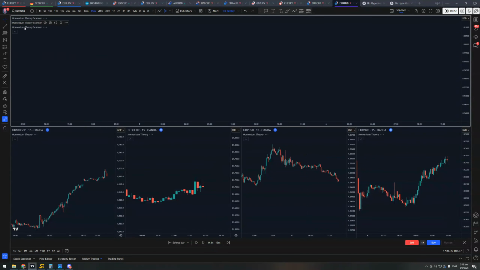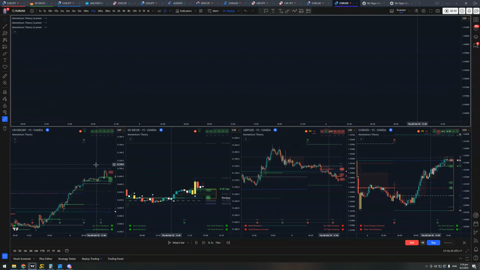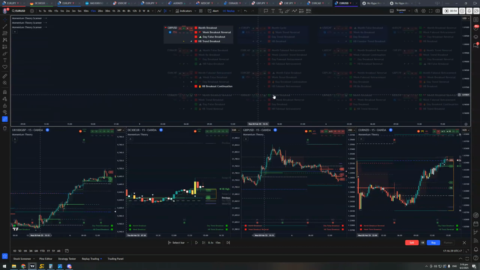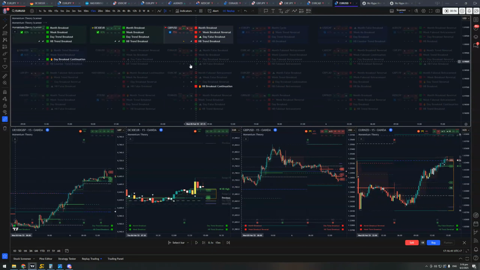Okay, so there's three scanners together. Takes a bit of time to initialize, but once it does, it runs pretty flawlessly. Let this thing load. Okay, so we got all three scanners here. We have UK100, D30, GBP USD as setups, and we have EJ and USD Swiss and silver as signal days.